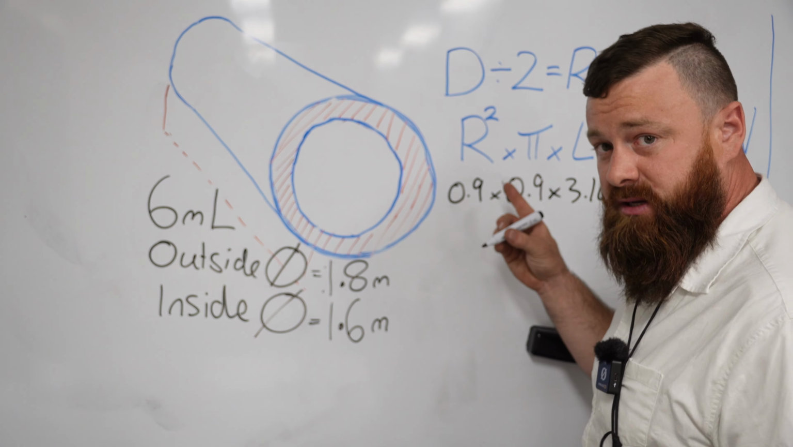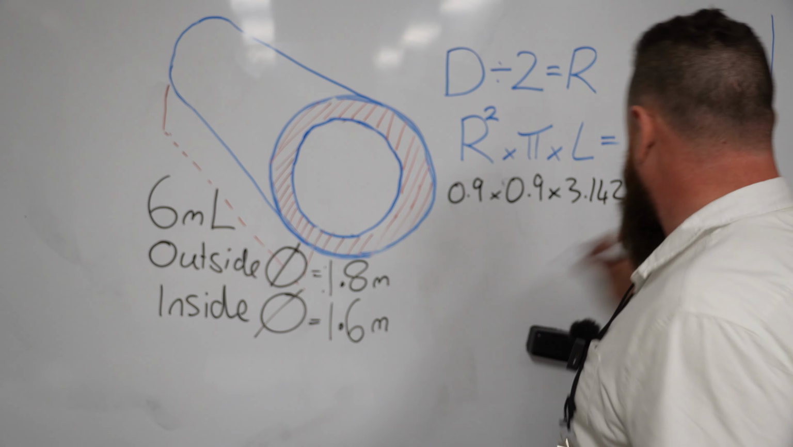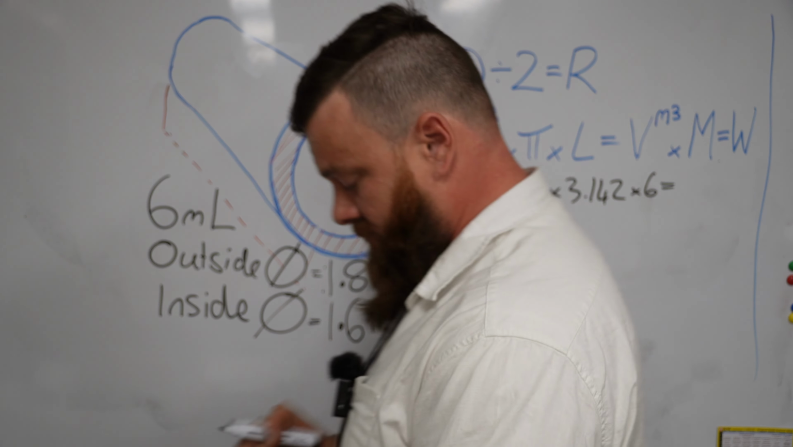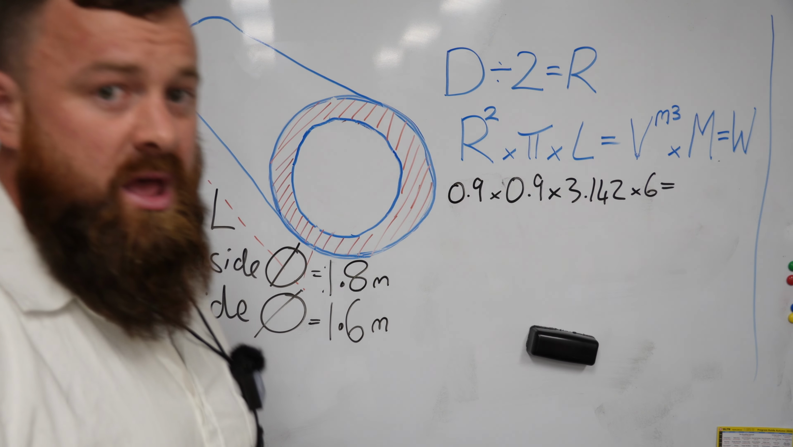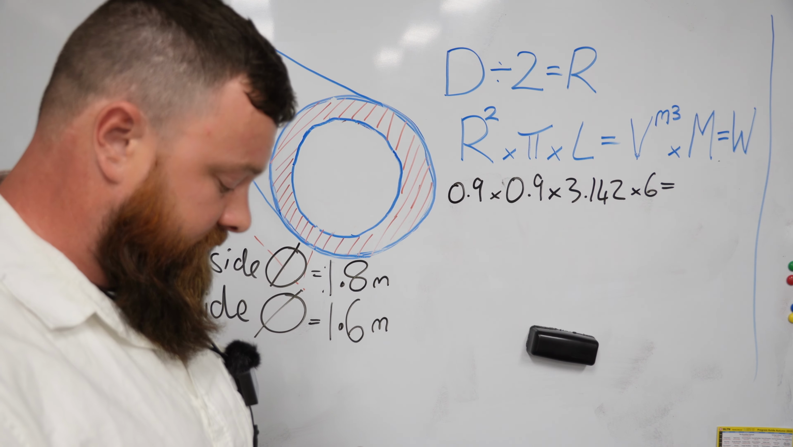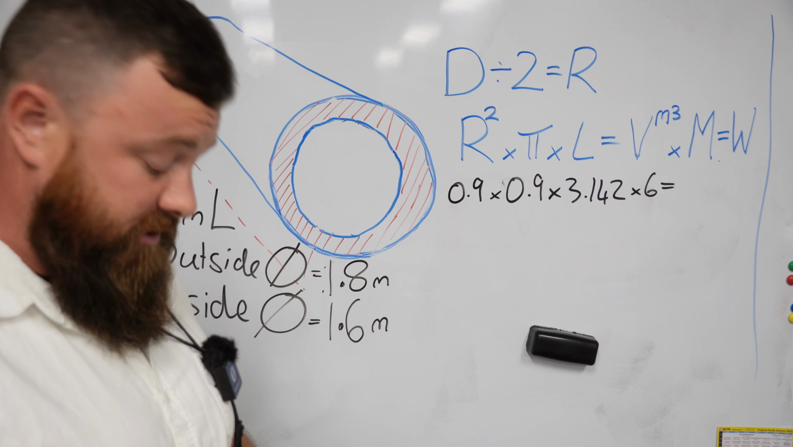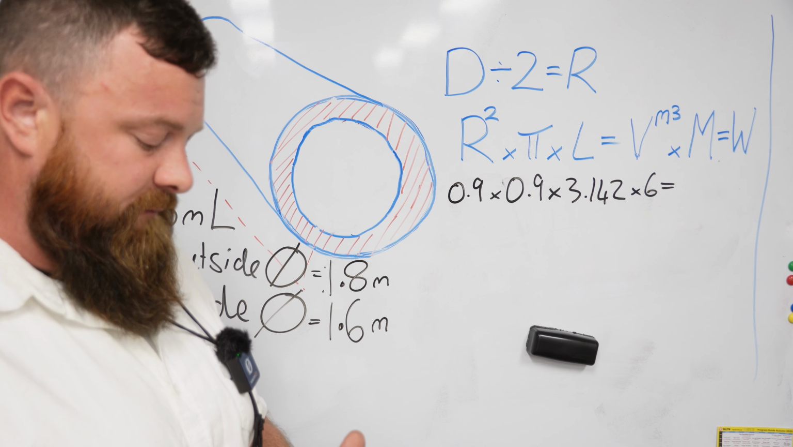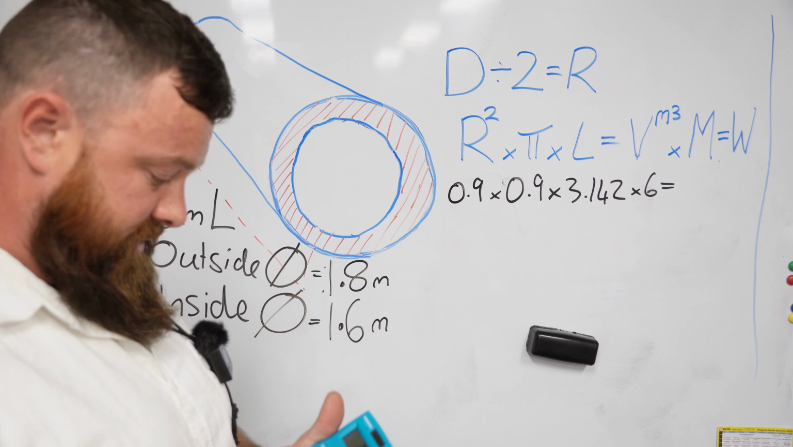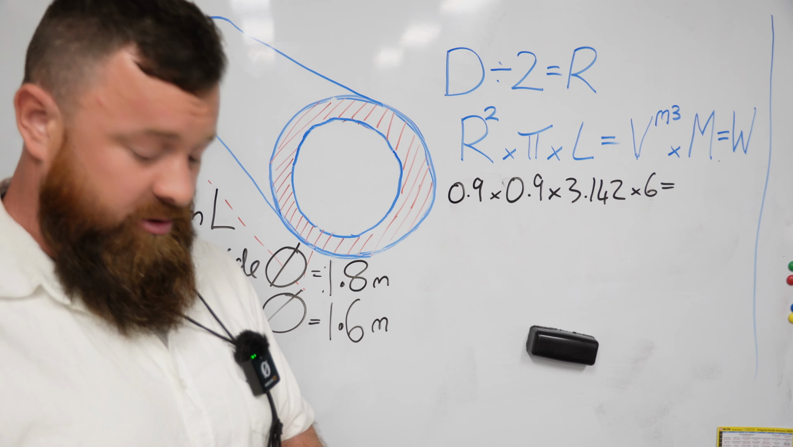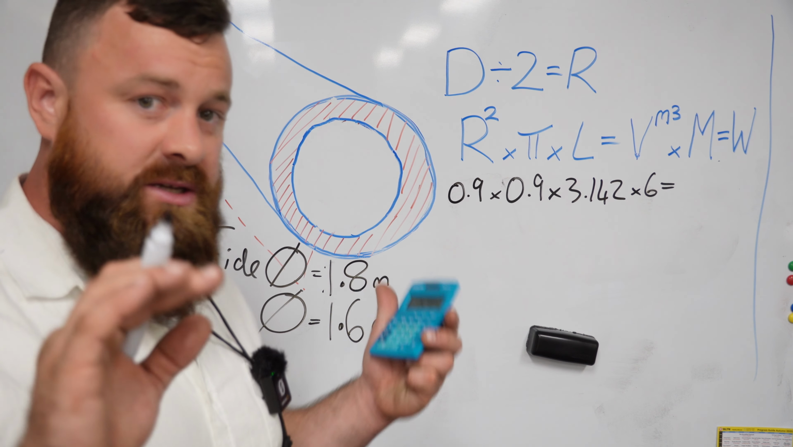3.142 times the length. Our length here is 6 meters, times 6 equals, now enter this into the calculator. It might be helpful if you write the whole thing out before you do it in the calculator. Maybe not. It's up to you. 0.9 times 0.9 times 3.142 times 6 equals 15.27012. All right, I'm going to stop you right there.